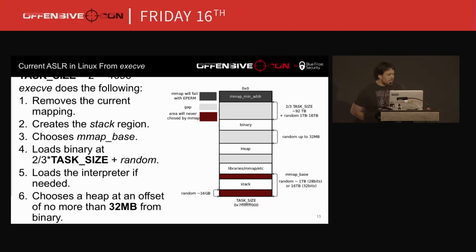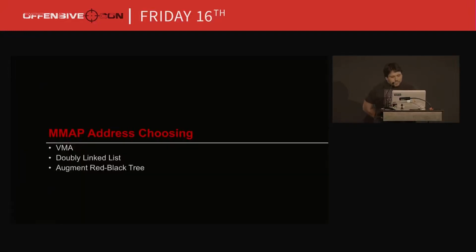After that, it maps the binary. The formula you see describes it, and it starts with loading the interpreter and makes it run. And the heap is only 32 megabytes from the binary. This is just basic things, you may know it already. So right now we'll speak about how exactly mmap works.